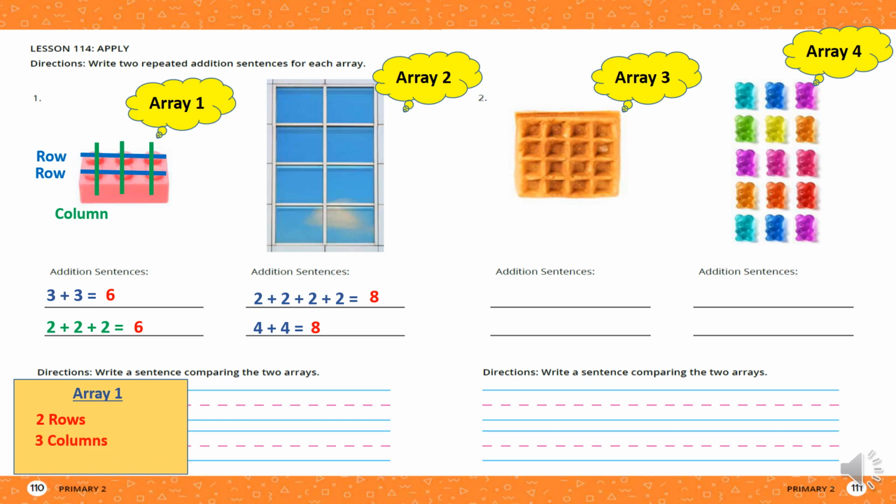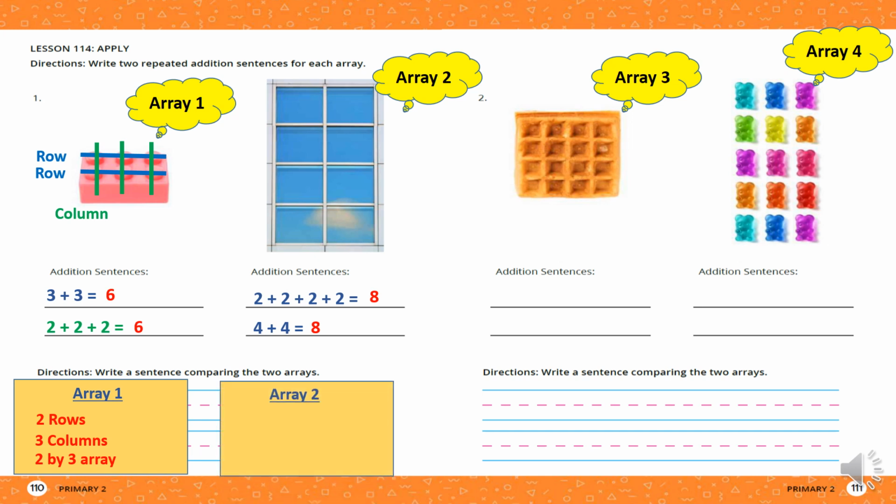The name of array is rows by columns. So we will write 2 by 3 array. So simple. Here we have 2 rows and 3 columns. So the name of array is number of rows by number of columns. 2 by 3 array. The next one, how many rows?